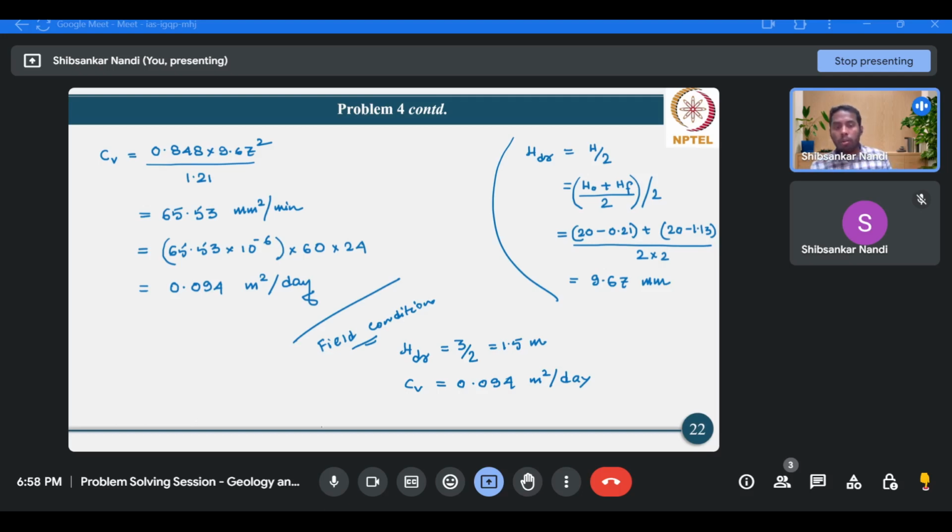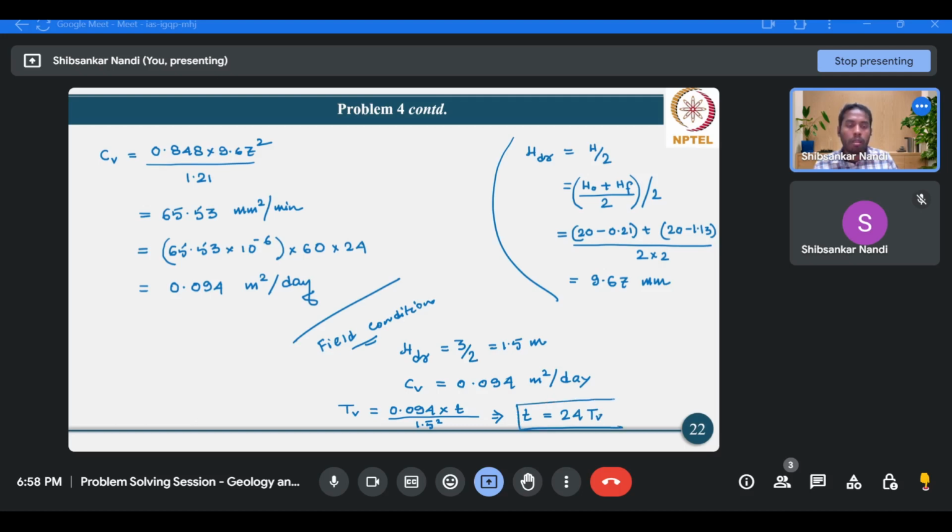Okay, so now we can easily establish a relationship between TV and T. So how? TV will be 0.094 into T divided by 1.5 square. Therefore your T would be 1.5 square divided by 0.094. So I hope it's 23 point something, or around 24 days.